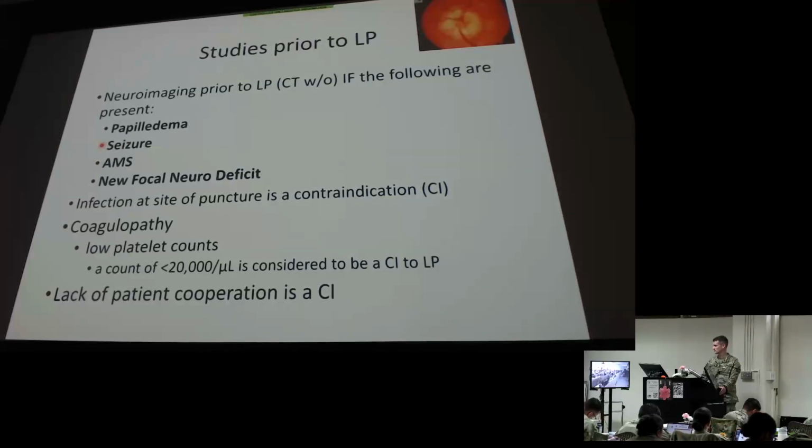Seizures. If the patient is having seizures, we've got to make sure we get that CT first. Altered mental status, and then a new focal neurological deficit. What's a focal neurological deficit? It could be anything new, like, hey, this arm isn't working quite right anymore, or, I have this new foot drop. Anything that's not this person's baseline, something very specific, not generalized, pay attention to that.